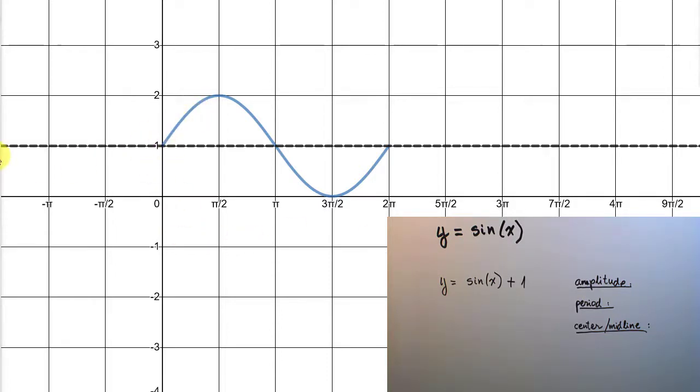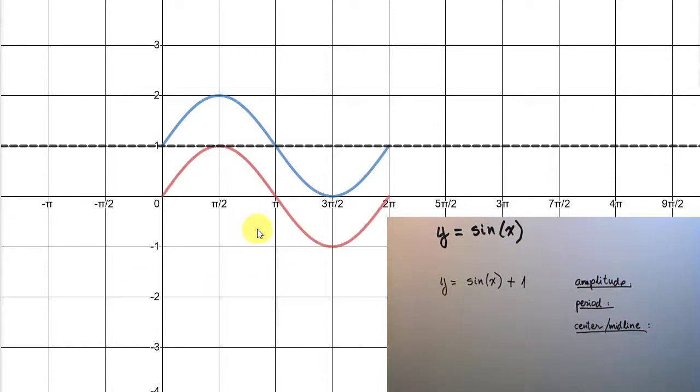Let me also put back the original. So here is my transformed version, sine of x plus 1, and I'm going to put that in blue. As a matter of fact, for the rest of the video lesson, anytime we apply a transformation on a graph, we are going to use a blue version, and the original version of the sine or cosine graph is going to be in red. So my original sine of x is here.